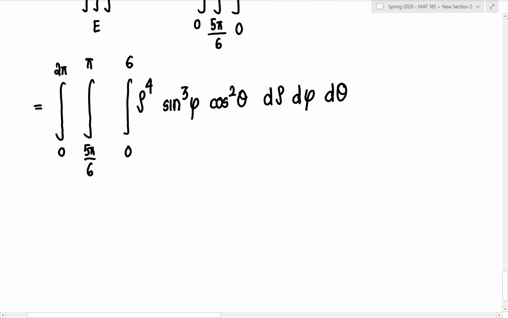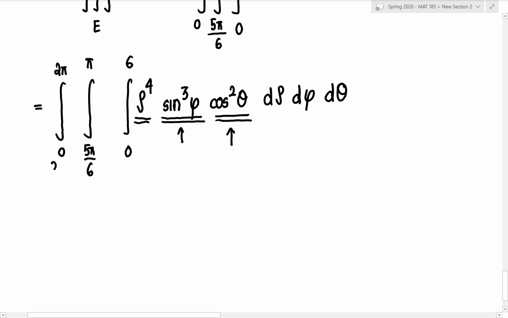All right. So let's look at something here. I have a product of functions, one only involving rho, one only involving phi, and one only involving theta. In that case, I can split it up. And then I look at the limits of integration. That's a number, that's a number, number, number, number, number. There's no relation between them, so all the integrals here only involve numbers and not functions.